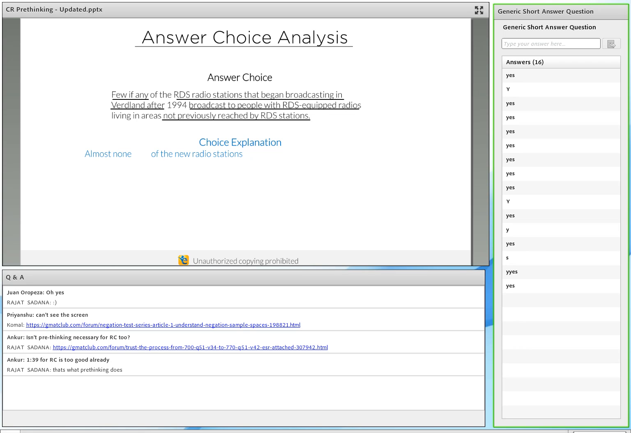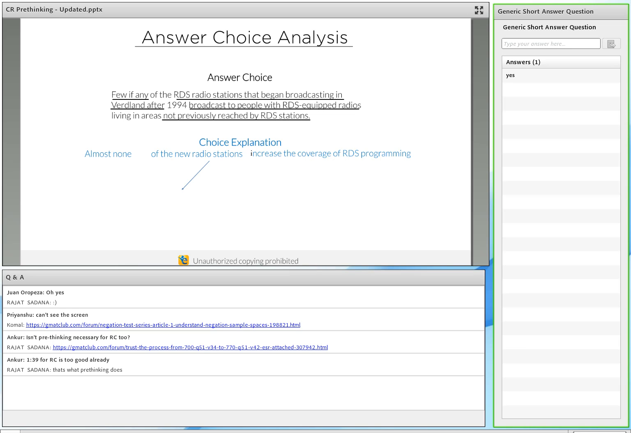Broadcast to people with RDS equipped radios living in areas not previously reached. So if you really read this part slowly, what you're going to understand is that it's saying almost none of these radio stations increase the range. Okay, that's what this is saying. None of these radio stations increase the range of RDS programming, which is in line with our pre-thinking one, right? This is in line with our pre-thinking one. Read this again. This is really important.